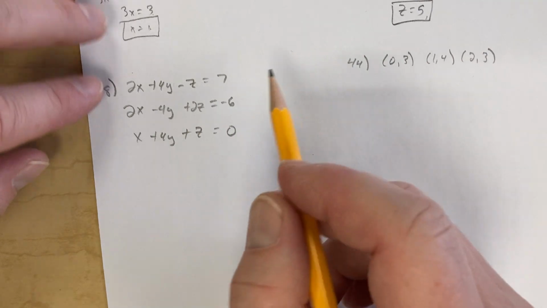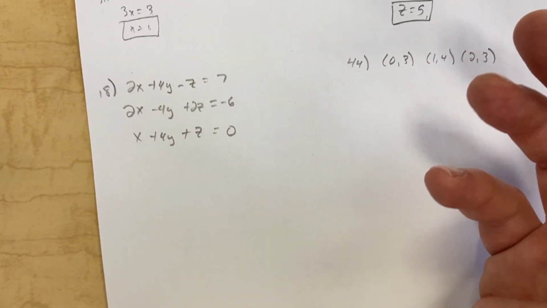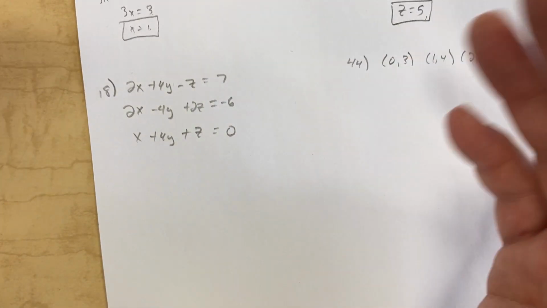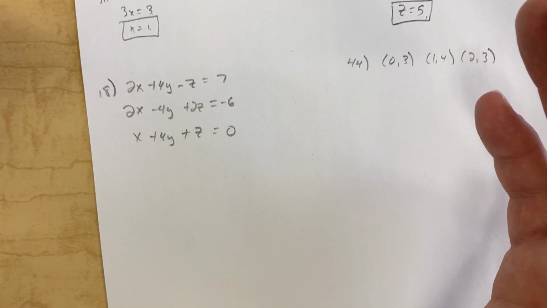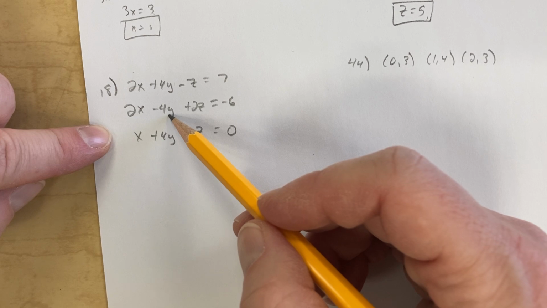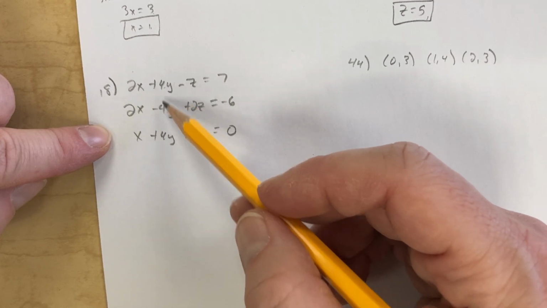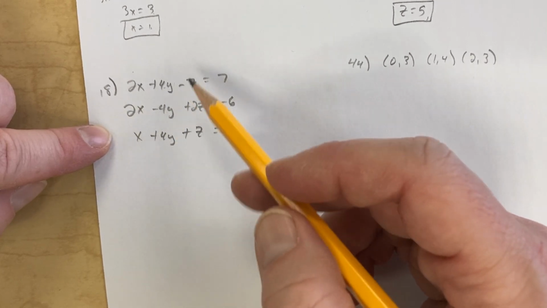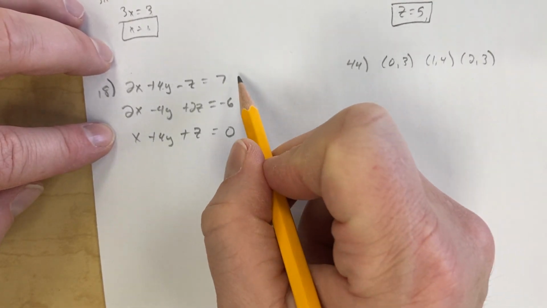For 18, we don't have the luxury of having an equation that would just cancel, that's already missing stuff. But we do have something that's kind of nice. You see this negative 4y? It will eliminate the y here, and it would eliminate the y here. So we're going to just go ahead and do those two things one at a time.